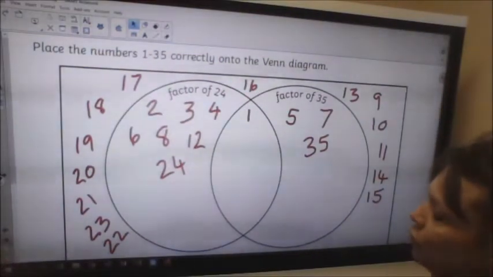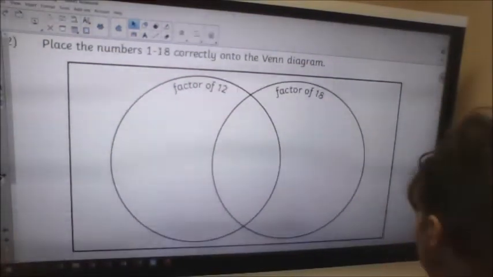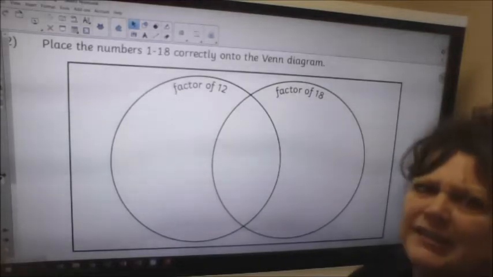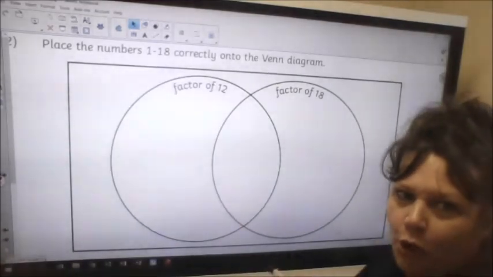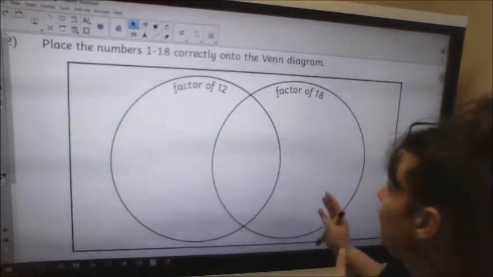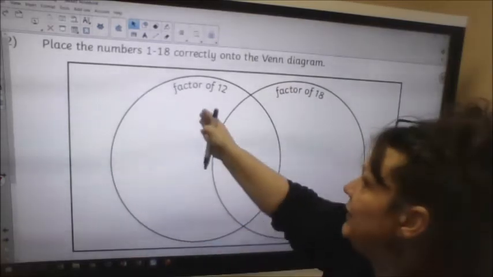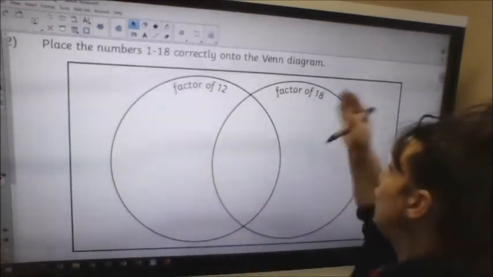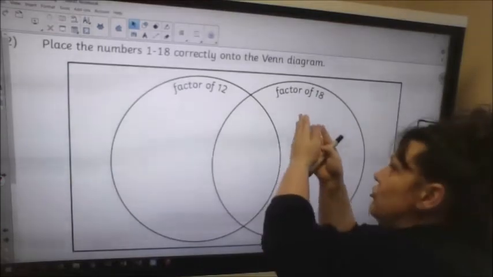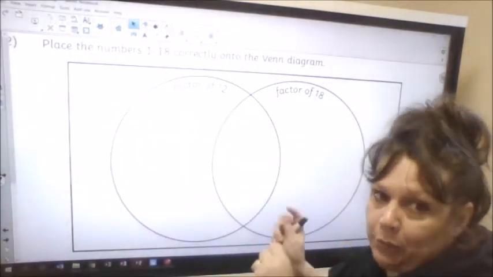Let's have a look at what I want you to do then. So you're going to do a little task from the board. It's nice, you've only got the numbers 1 to 18. So you've got to decide, for the numbers 1 to 18, is it a factor of 12? Is it a factor of 18? Does it go in the centre because it's a factor of both?